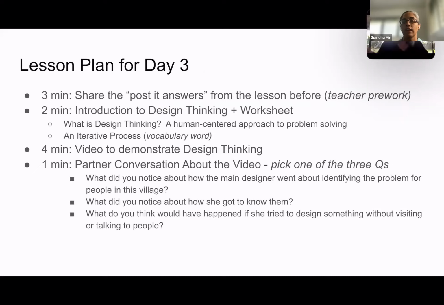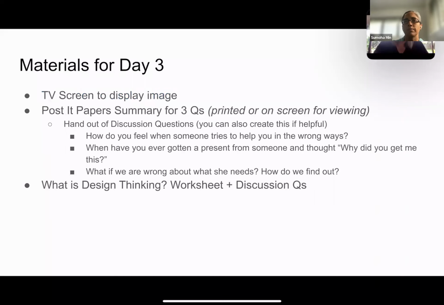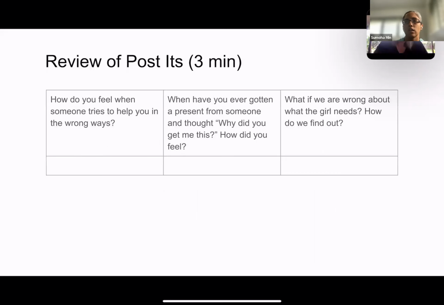I've designed a worksheet for that, and there's a video to demonstrate design thinking. Then they're going to have a partner conversation about one of these questions. Those are the materials: you'll need the Post-it paper summary, that's the pre-work, the design thinking worksheet, and discussion questions. This was that pre-work I was mentioning. How do people feel when someone tries to give you help in the wrong ways, or in ways you don't need? Have you ever gotten a present from somebody and thought, why did you give me this? How did you feel? And about this girl, what if we're wrong about what she needs? How are we going to find out if we're right or wrong?